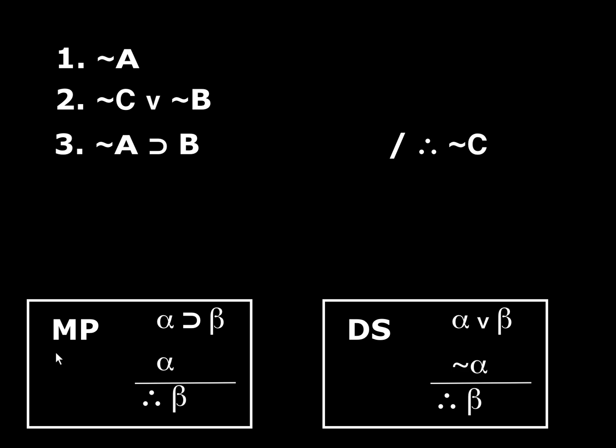Okay, what can we do? Can we do modus ponens? Do we have a conditional and the antecedent? Yeah, here's a conditional, if not A, then B, and I have the antecedent here. So I could do modus ponens.